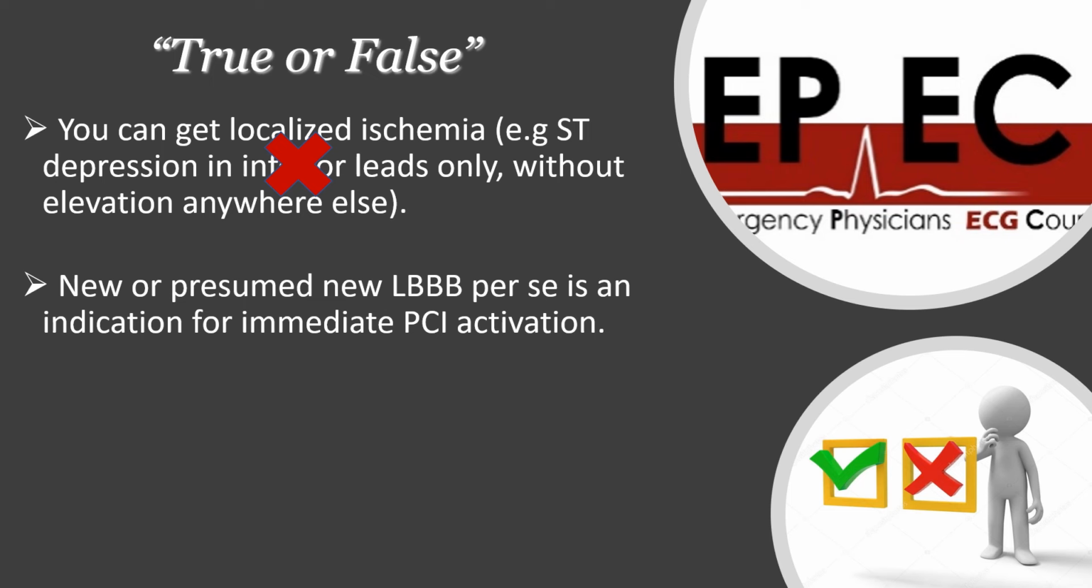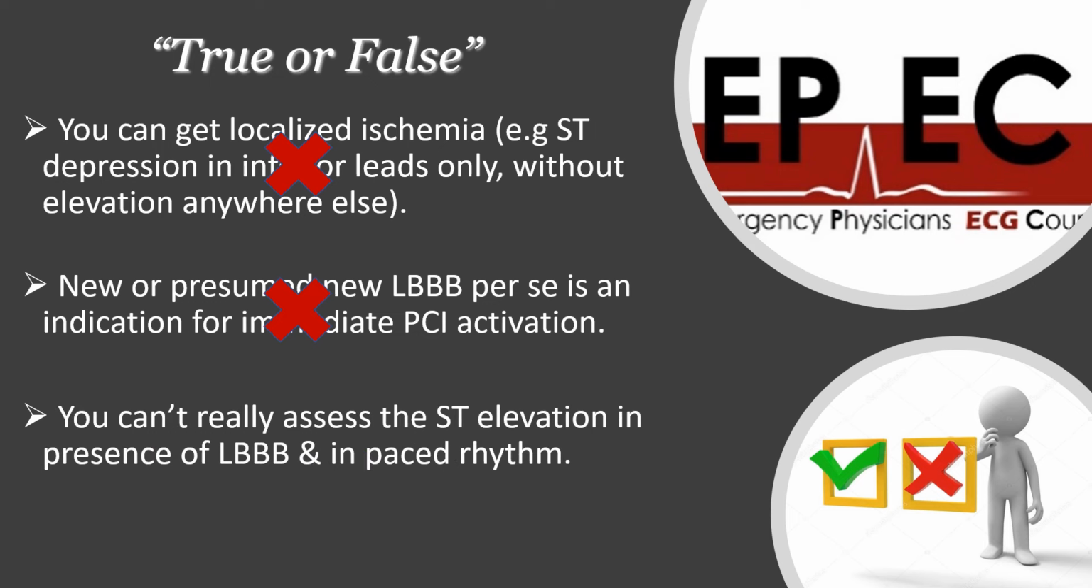Next is, so new or presumed new left bundle branch block per se is an indication for immediate PCI activation. Do you think this is true? Well, we've talked about this at length and we now know that this is wrong. So just having left bundle branch block is not an indication for PCI activation. You have to have something else with it so you can qualify for immediate cath lab activation. You cannot really assess the ST elevation in presence of left bundle branch block or in paced rhythm. So I hear this all the time because left bundle can cause ST elevation per se, and the paced rhythm can cause ST elevation. So actually, how can you tell that this elevation is because of a STEMI or because of the left bundle or the paced rhythm?